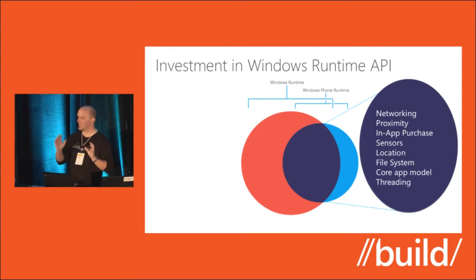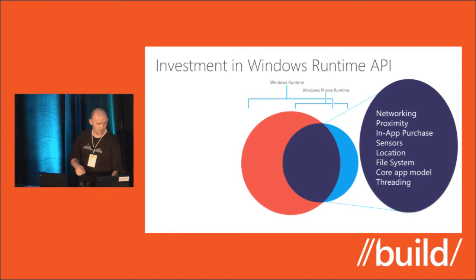And once again, it's the same code, the same API. And that's networking proximity like you saw in Pix Presenter. You also have in-app purchase, sensors, location, file system. The core application model is the same, and threading is the same. So that's the end of my demo. Let me turn it back over to Andrew for Windows Runtime Components.